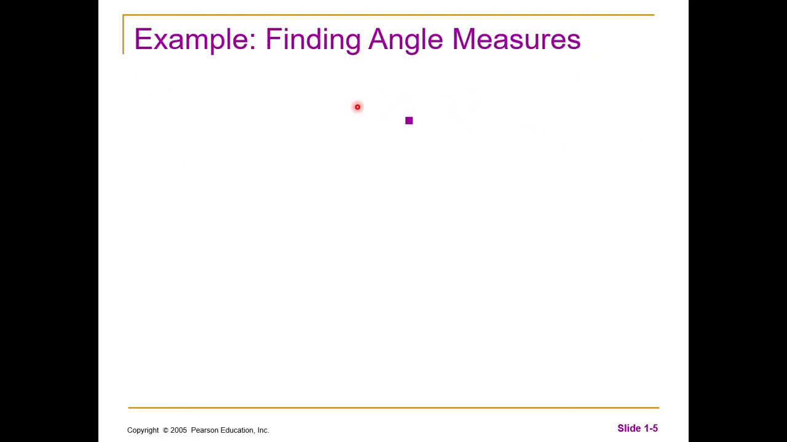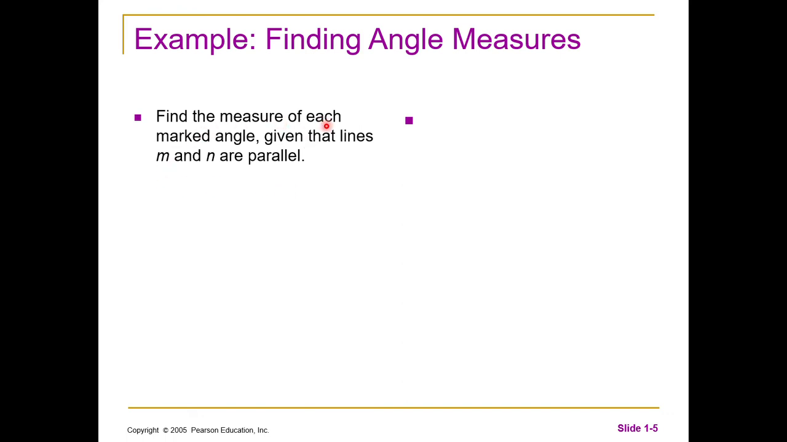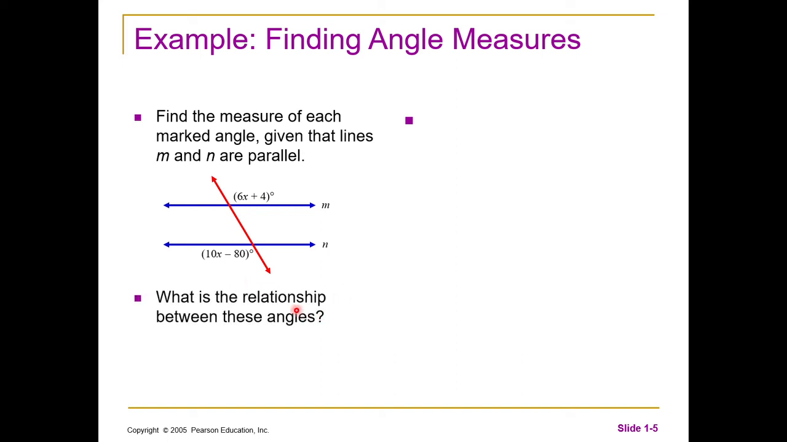Di ba? We're looking for an angle measure. So, find the measure of each marked angle given that lines M and N are parallel. Ito yung parallel lines na yan. Nakita mo yung dalawa na yan, equal yan. So, in order to solve for x, pwede natin silang equate, di ba? What is the relation between these angles? Equal nga yan, di ba? So, alternate exterior with equal measures. Ayan ang sinasabi natin kanina pa.